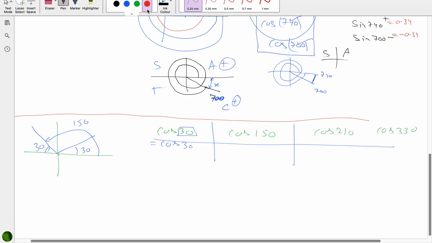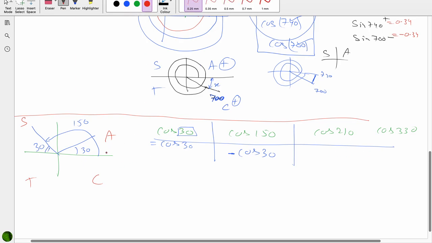We know that cos of 150 is in the second quadrant, where cos would be negative. So I'm writing cos of 30 with a negative sign, because cos 30 itself is positive, and this negative turns it into a negative value.